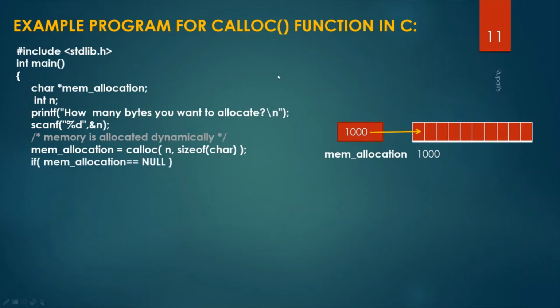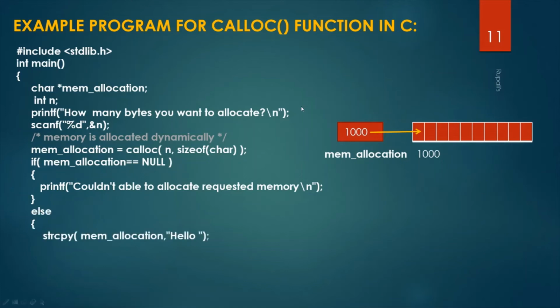Now, if mem allocation equals null, it means it could not allocate memory. If this value is null, it is not possible to allocate this memory. Otherwise, I want to write the string hello to this location here. But this location has no name. It is dynamically allocated. So how can we access this location? By the address.